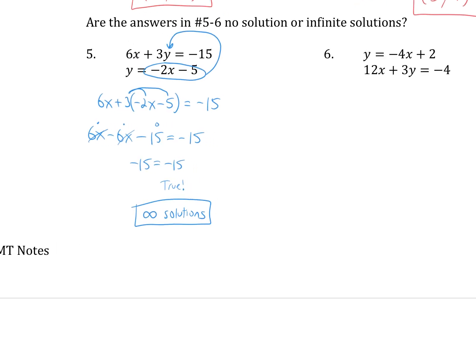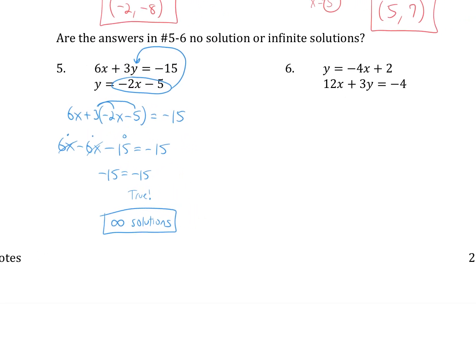All right, now that we've done that, why don't you guys try number 6 if you weren't able to before and see if you see a similar thing here. Not going to be exactly the same, but give it a try.